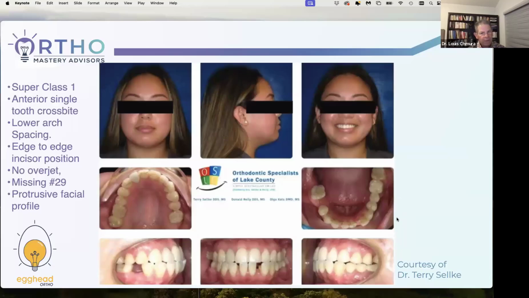That's one. Remember, we said moving teeth, moving the roots through bone is a very difficult movement with aligners. I wouldn't try that with aligners.